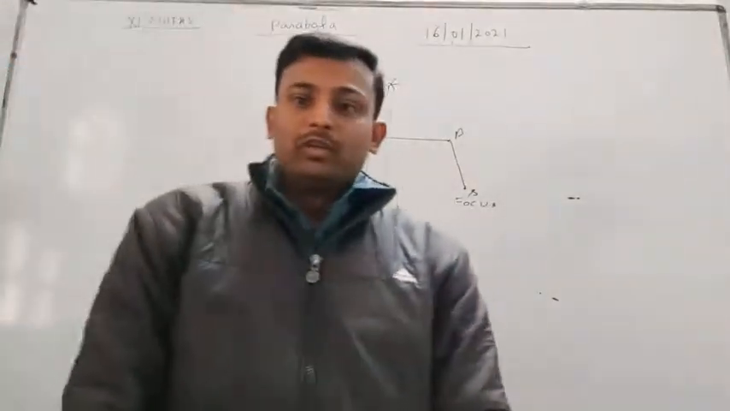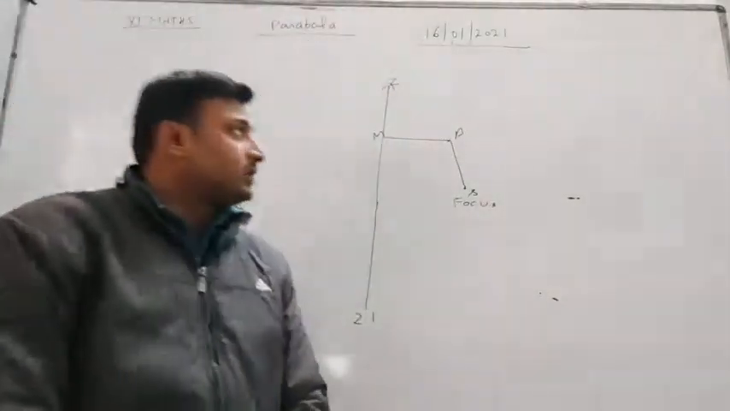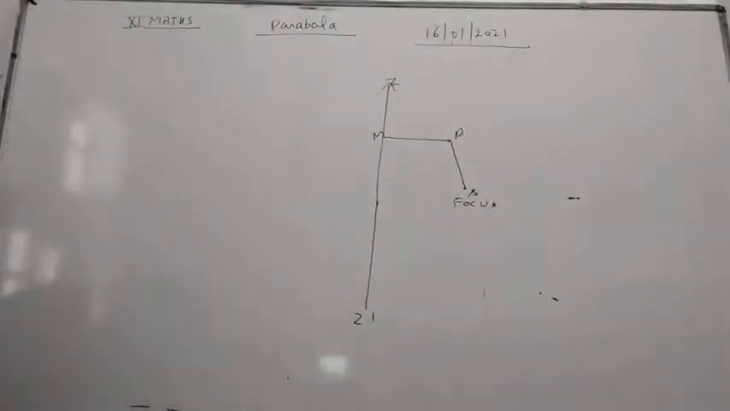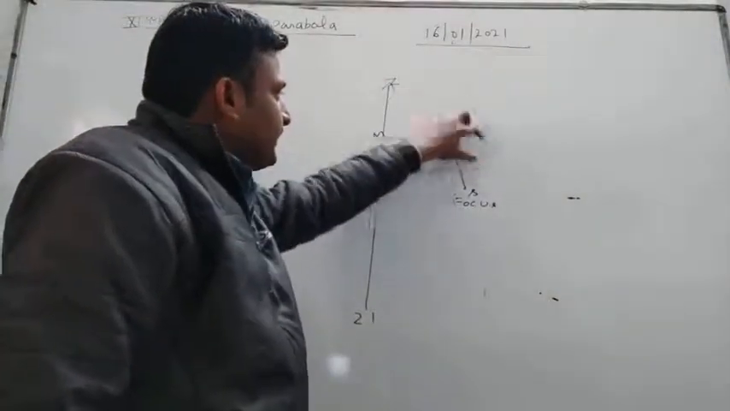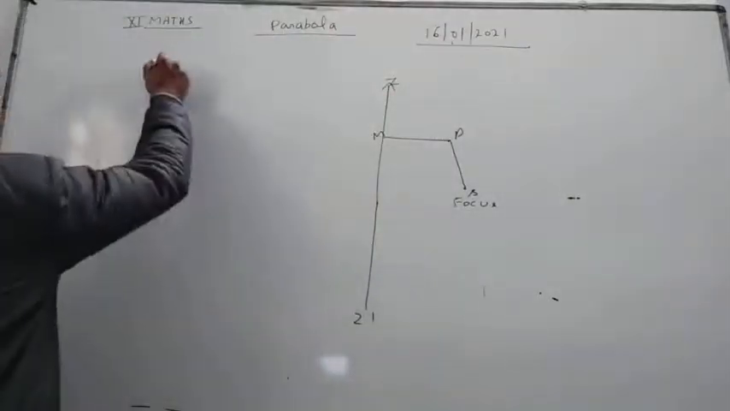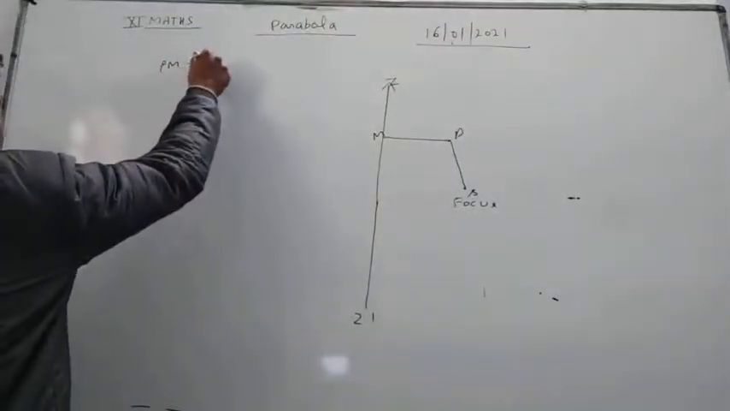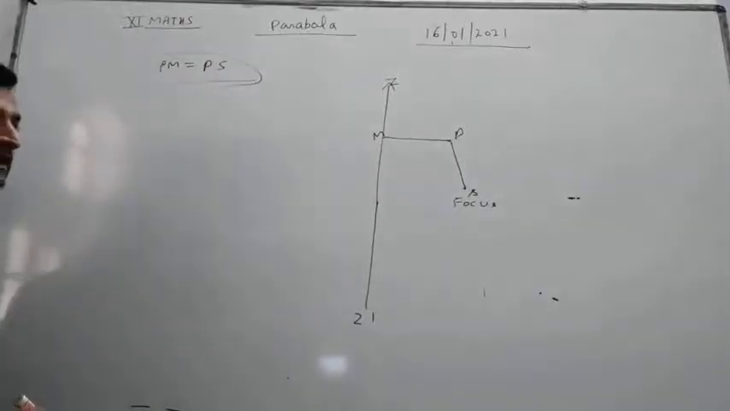Our new topic is parabola. So what is parabola? Parabola is the locus of a point which moves in a plane such that its distance from a fixed point in the plane is always equal to its distance from a fixed straight line in the same plane. So this is PS equal to PM. This is our parabola, and you know how we can find the equation of parabola.